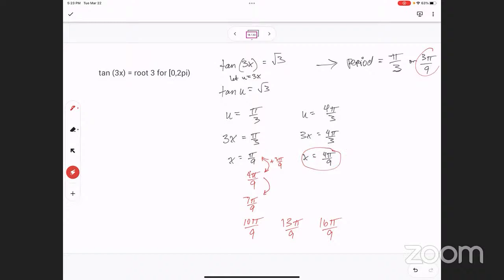So all these are your answers. How many answers would you expect there to be? 6, because it's 3 times. Normally there would be 2 answers, but because of the period, because of that 3 there, you would have 3 times as many answers because your period is a third shorter.